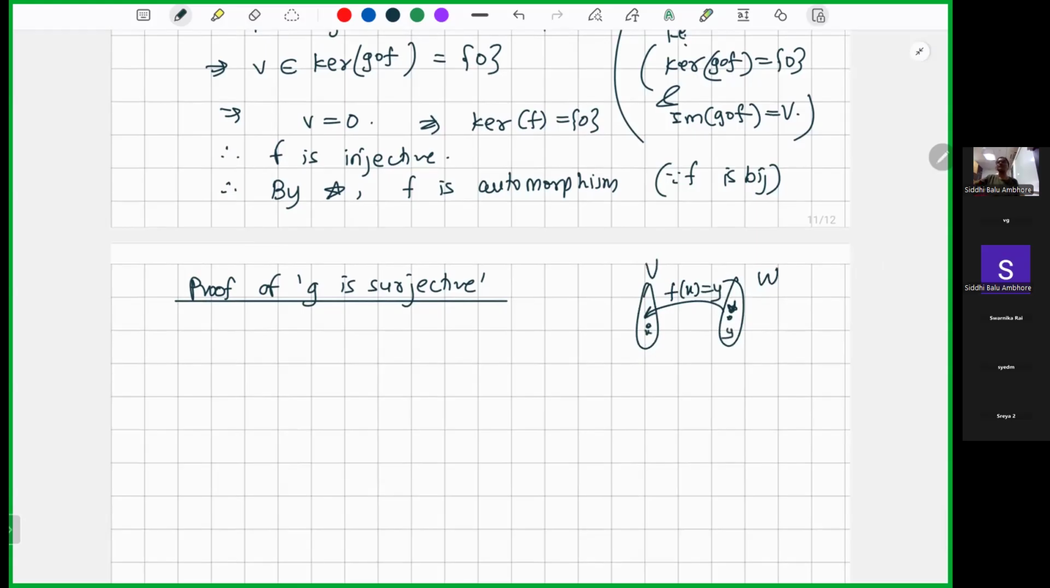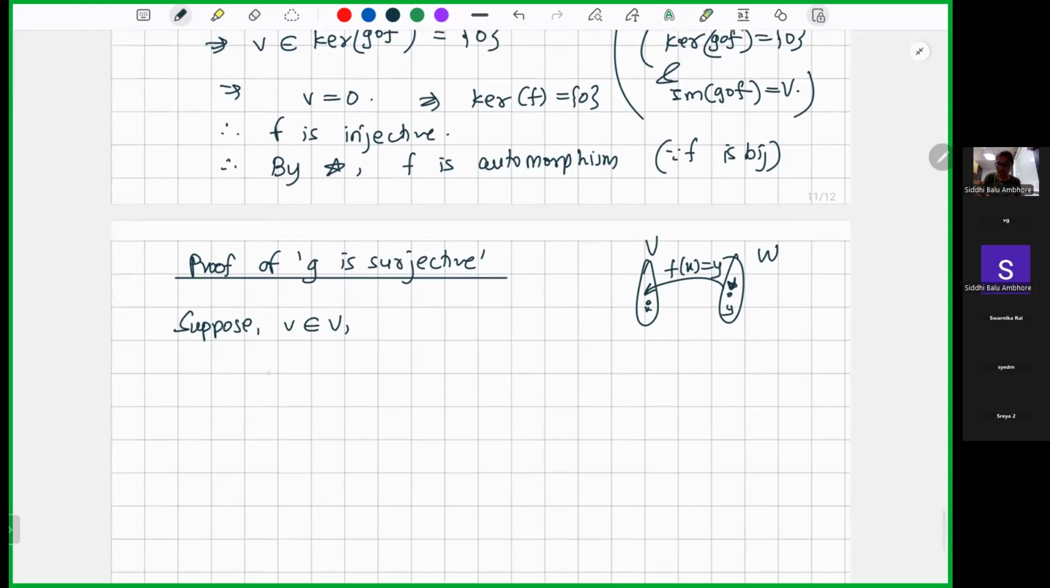So I'm starting with some element in the codomain. Suppose V is in V. Then, since G composed F is from V to V, and my G is also from V to V, this V belongs to V. Since G composed F is an automorphism, there exists some U in where?